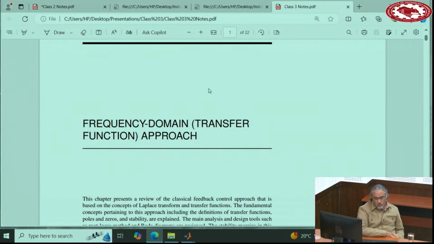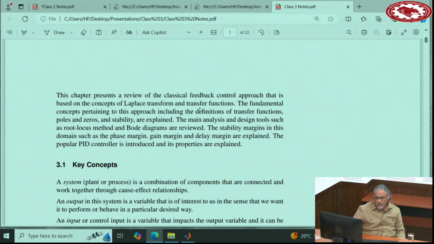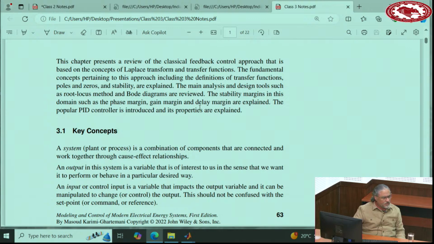The first chapter will be the frequency domain approach. Frequency domain, or transfer function approach, is the classic control approach. The other one is state space, which is more recent, I would say. The frequency domain approach is based on Laplace transform and transfer functions.